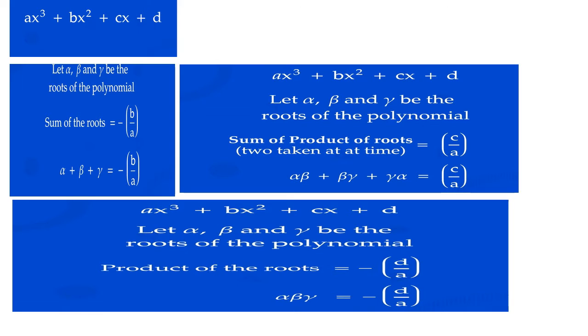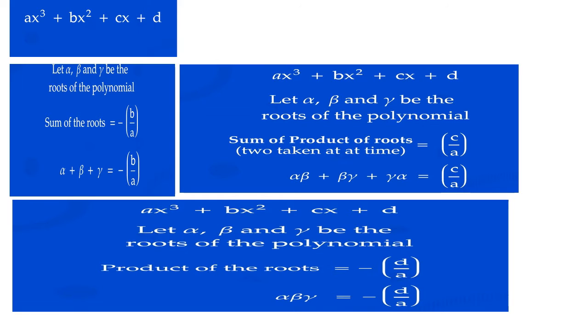Now the cubic polynomial: ax cube plus bx square plus cx plus d is the cubic polynomial. A cubic polynomial has at most 3 zeros. So alpha, beta, gamma are the 3 zeros of the polynomial. The sum of the zeros of the cubic polynomial is minus b by a, that is alpha plus beta plus gamma is equal to minus b by a. Now the sum of the products of the zeros, two taken at a time, alpha into beta plus beta into gamma plus gamma into alpha, is equal to c by a.